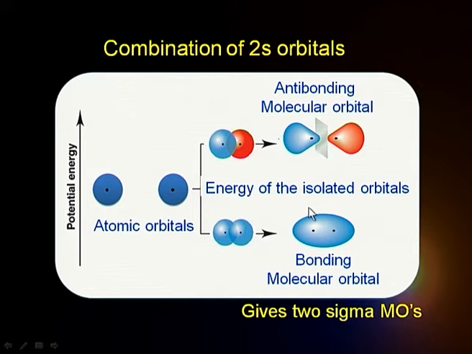So, that is what I get by combining 2s orbitals of the 2 atoms A and B. Essentially I am getting 2 sigma molecular orbitals. They are called sigma molecular orbitals because if you look along the internuclear axis, it is like an s orbital. So, that is why they are called sigma molecular orbitals.